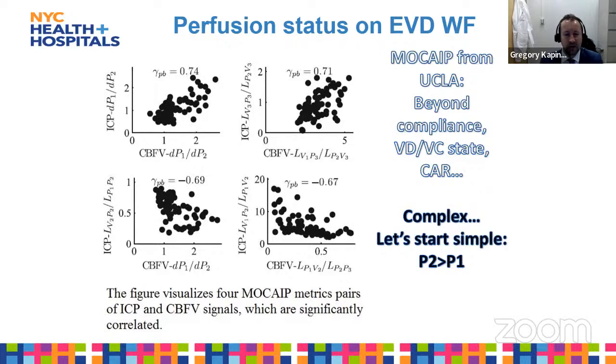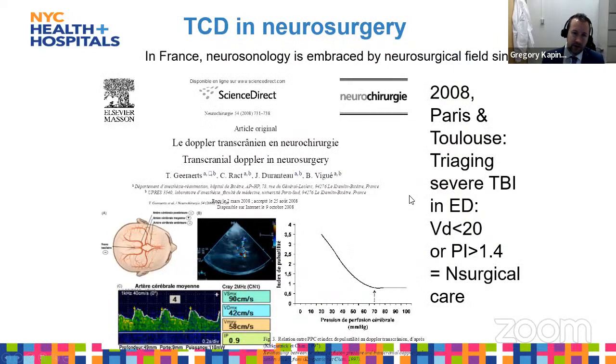I think, at least in 2013, what I was trying to tell neurologists, neurointensivists, and neurosurgeons is you don't need to wait for UCLA to commercialize their new devices or do the math yourself for this, but at least, please, let's start with, can we treat with osmotherapy or an augmentation of the blood pressure every time our patients have a P2 that is significantly higher than P1 in the correct, of course, clinical scenario. I think Mokaip goes beyond what an ICP crisis is. It was telling you about the compliance, sure, but also the vasodilatory versus vasoconstrictive state of the capillaries of those patients. And it also assesses the cerebral autoregulation.